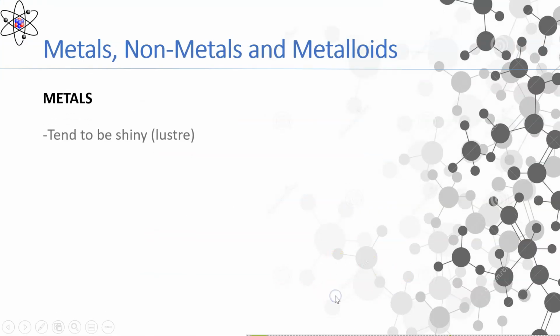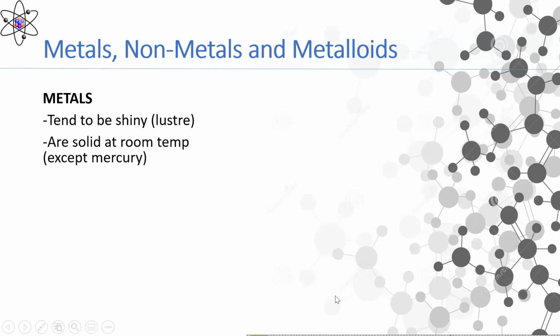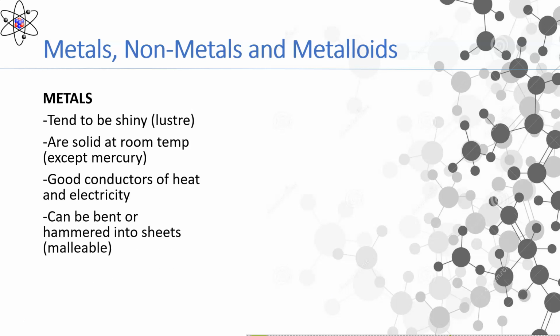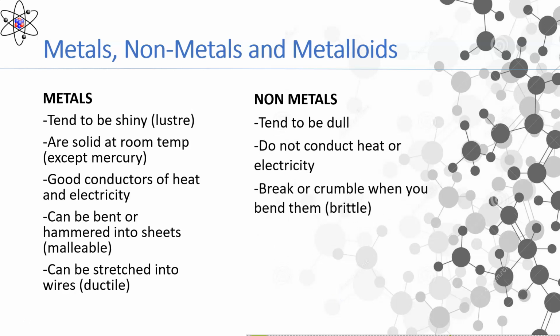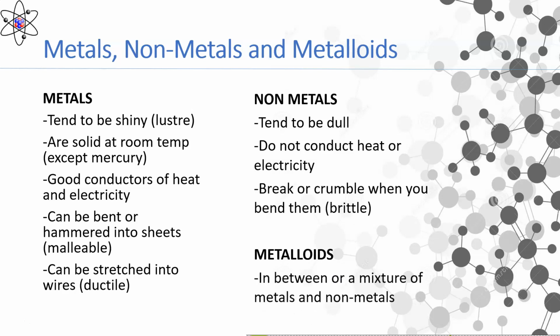We've got different features of each of these. Our metals tend to be shiny. They're generally solid at room temperature, except for mercury. They're good conductors of heat and electricity. They can be bent or hammered into sheets, and they can be stretched into wires. We call that malleable for being hammered into sheets and ductile for being able to be stretched. Non-metals tend to be dull. They don't conduct heat or electricity. They break or crumble when you bend them. And our metalloids, those things kind of stuck between the two, are a mixture of the characteristics and features of our metals and our non-metals.